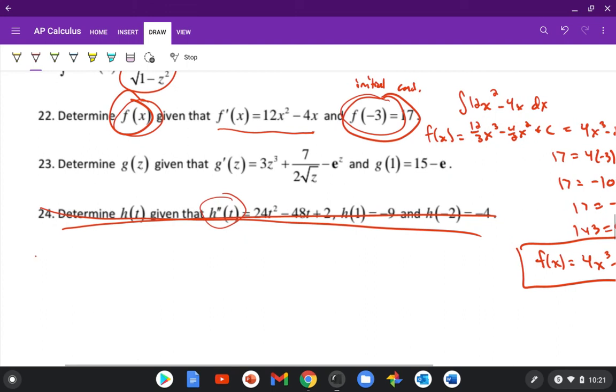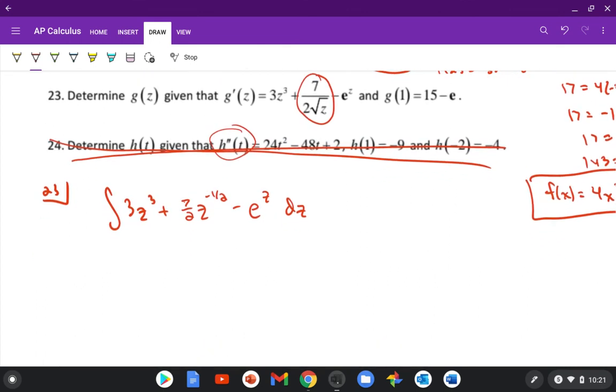Let's go ahead and try number 23, end with a bang here. All right, so for this one, this is going to be a little more challenging. We need to take the integral first of 3z to the third plus, and I'm going to go ahead and rewrite this thing, 7/2 z to the negative 1/2 minus e to the z dz. All right, integrating this would be 3/4 z to the fourth plus 7/2 z to the positive 1/2 divided by a positive 1/2 minus the integral of e to the z, which is just e to the z, plus c.